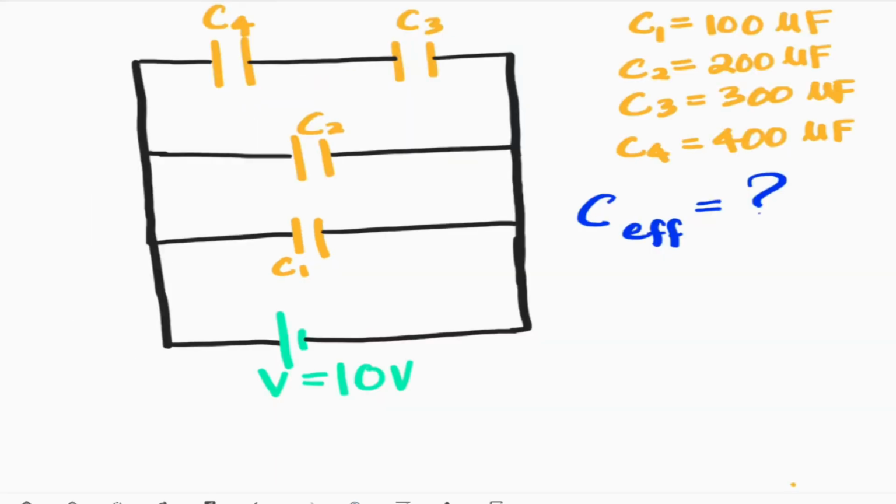For example, a circuit containing C1, C2, C3 and C4. All these capacitors are connected in series and parallel, which means a combination of series and parallel, connected to a power supply of 10 volt. The value of C1 is 100 microfarad, C2 is about 200 microfarad, C3 is about 300 microfarad and C4 is about 400 microfarad. Now determine the effective capacitance for the circuit.